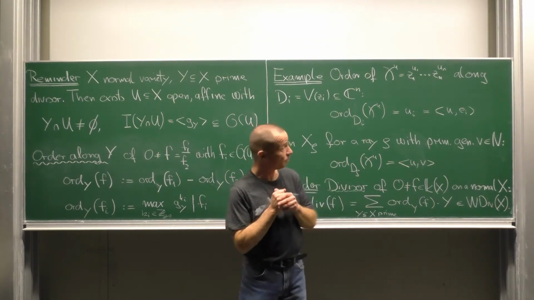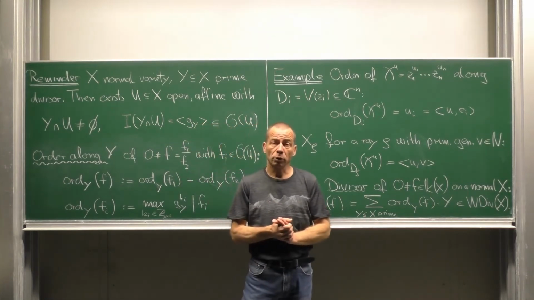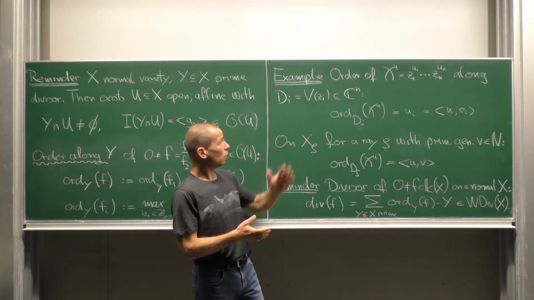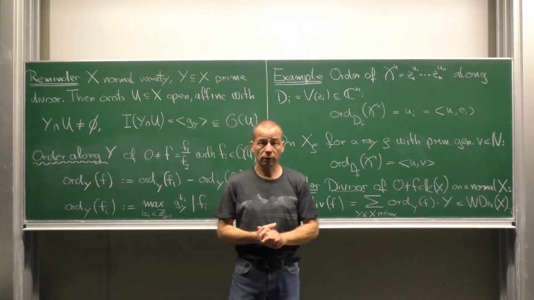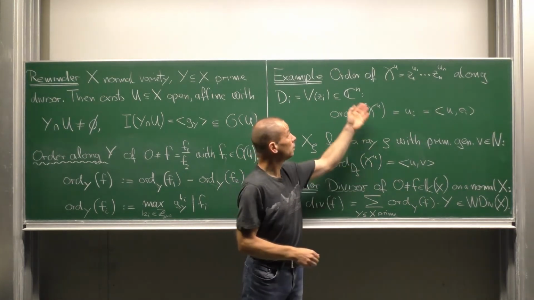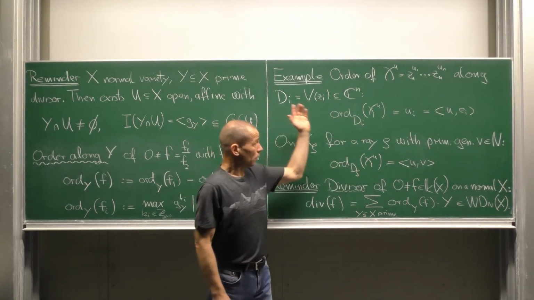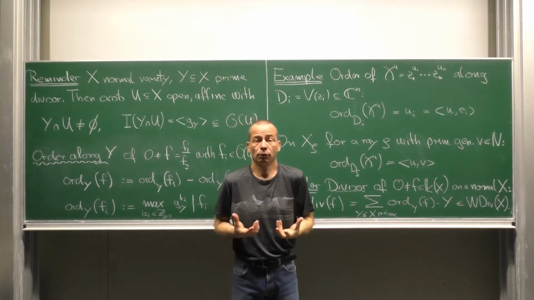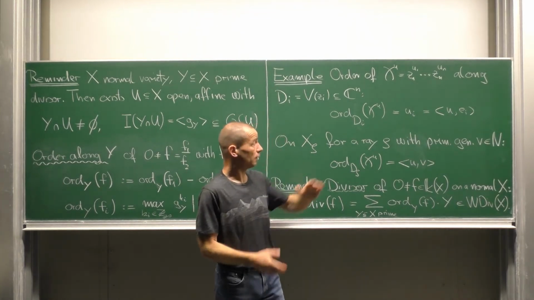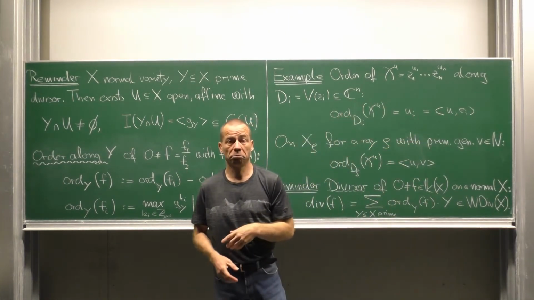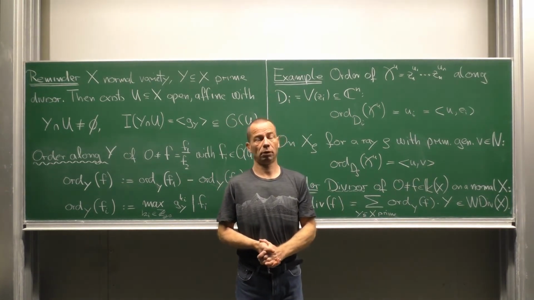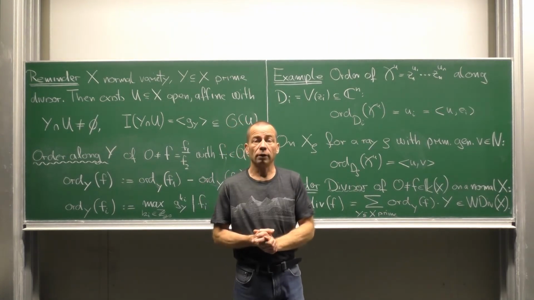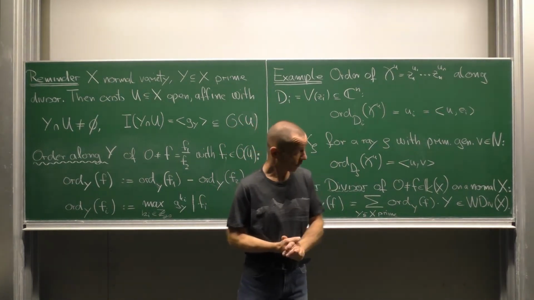Let us look at an example. The order of a monomial χ^u equals z_1 to the u_1 up to z_n to the u_n along the i-th coordinate hyperplane D_i in C^n is u_i, and this u_i we can also interpret as the linear form u applied to the basis vector e_i. This point of view shows how to proceed more generally in the case of toric varieties.